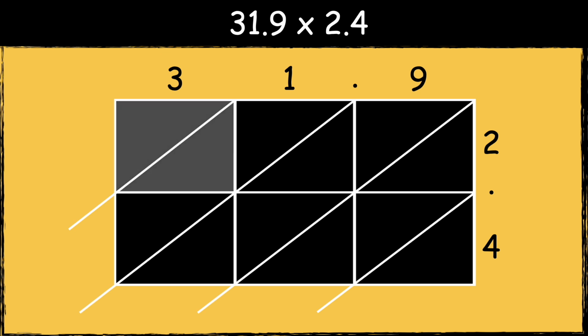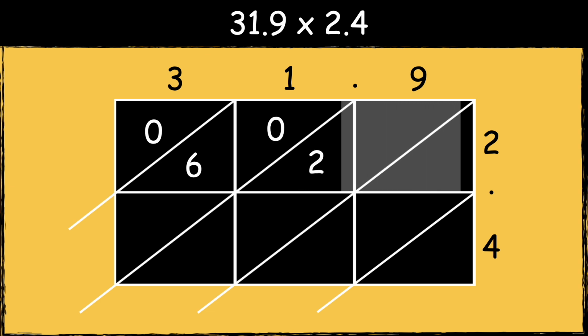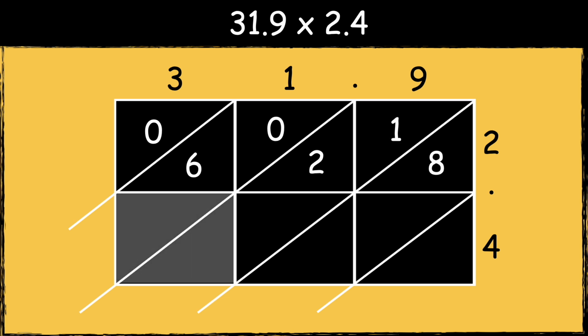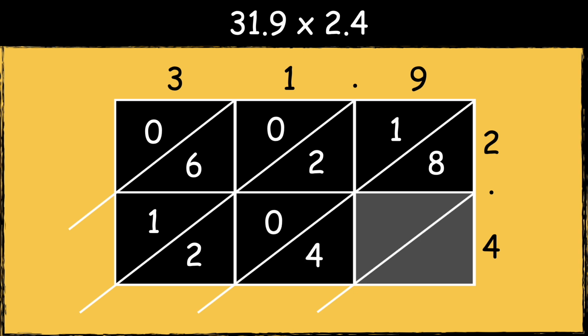3 times 2 is 6. 1 times 2 is 2. 9 times 2 is 18. 3 times 4 is 12. 1 times 4 is 4. And 9 times 4 is 36.